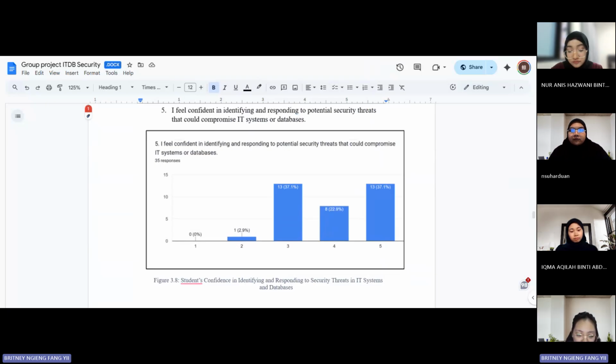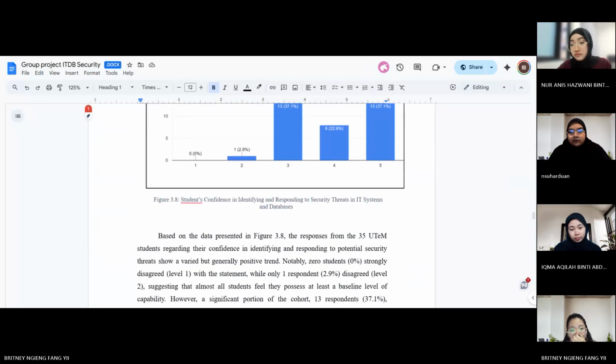So in addressing this, UTeM could implement more advanced and hands-on training such as blue team defense simulations or live incident response workshops. By moving beyond conceptual learning to practical application in controlled environments like that, the university can help move neutral and hesitant students forward to higher-level professional roles and technical confidence.